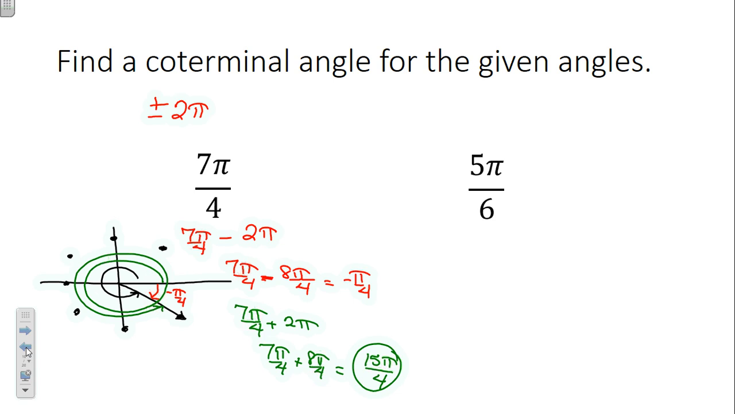Okay, 5 pi over 6. What are we doing? Yep, adding and subtracting 12 pi over 6.